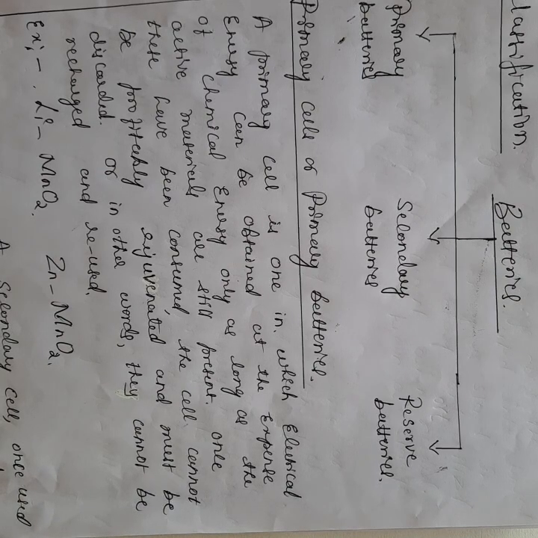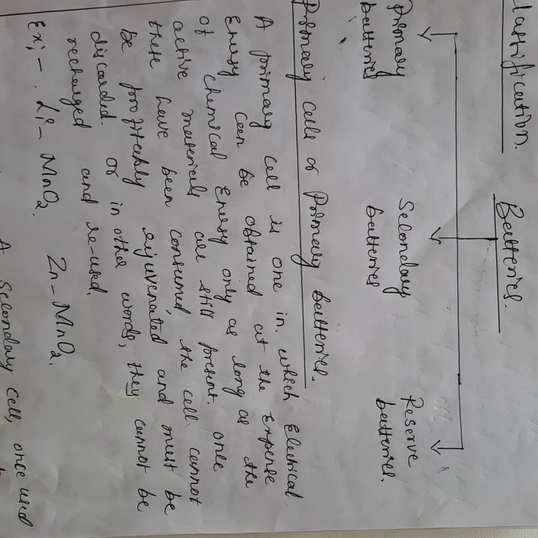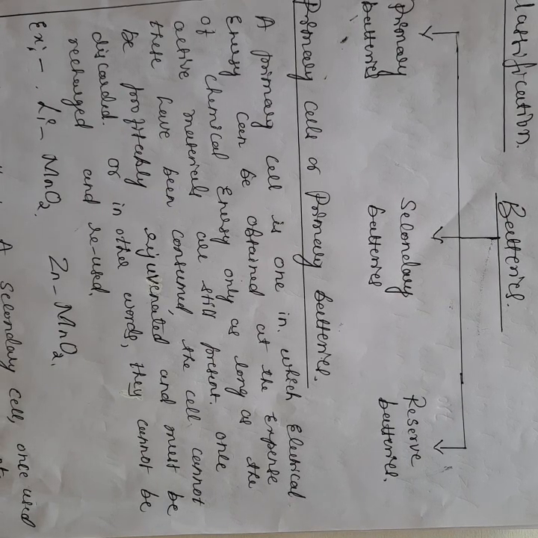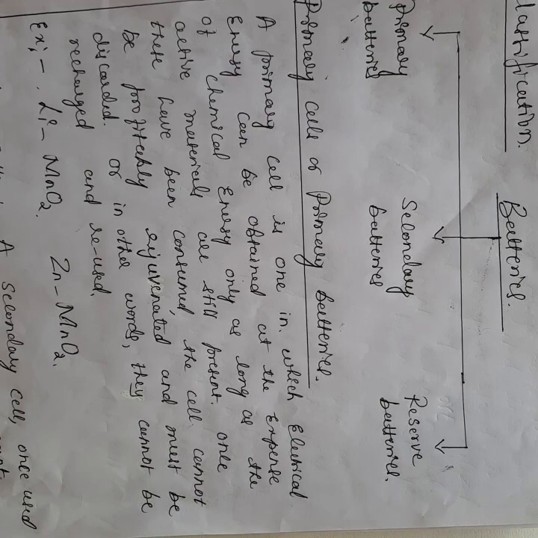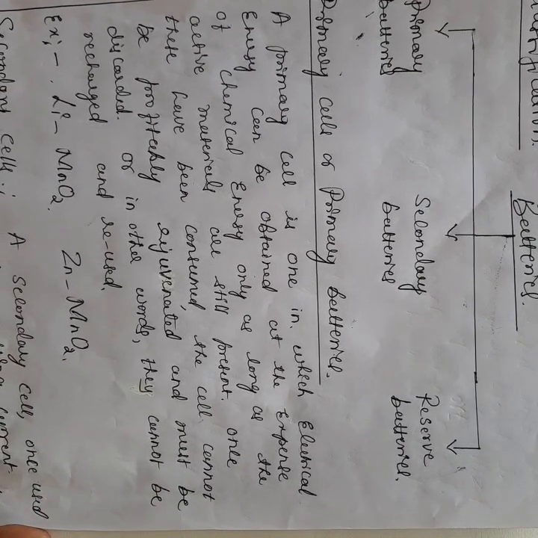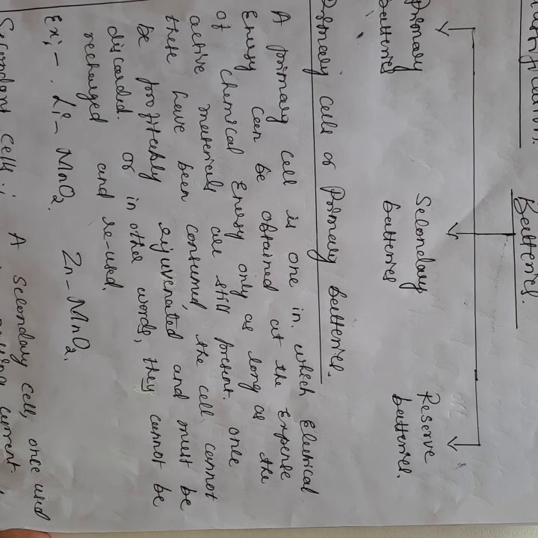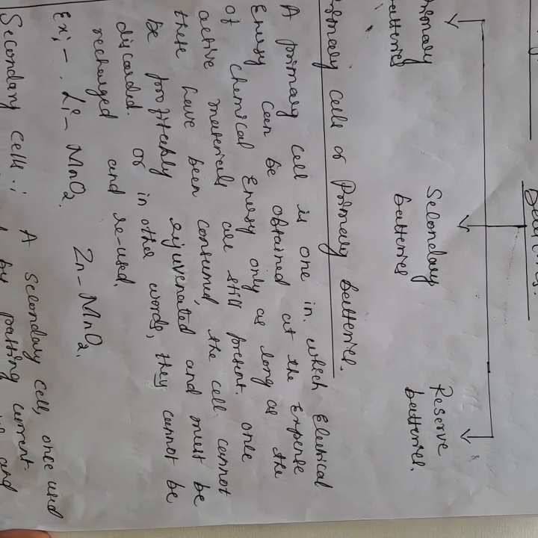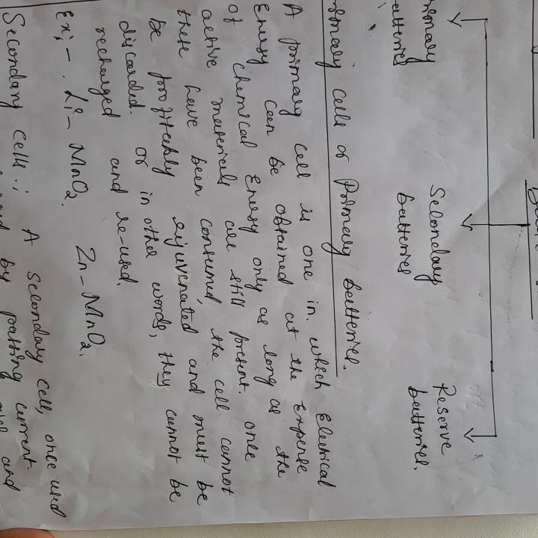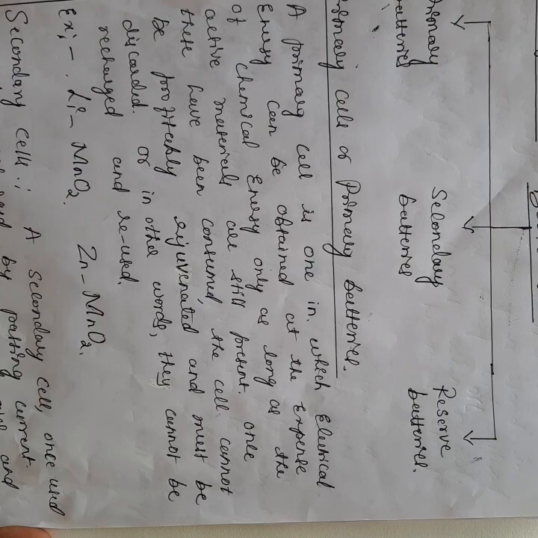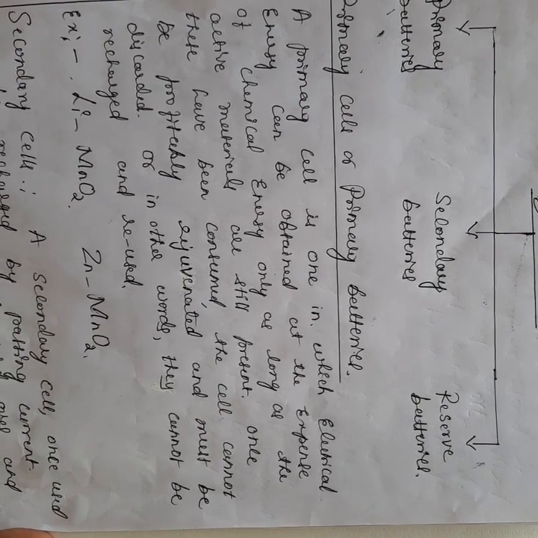So these batteries are like use-and-throw batteries. You cannot charge them. As long as the active species are present in the batteries, they will function. Otherwise they cannot function. Examples for such kinds of batteries are the Li-MnO2 battery and the Zn-MnO2 battery. These two examples we can give for primary cells or primary batteries.